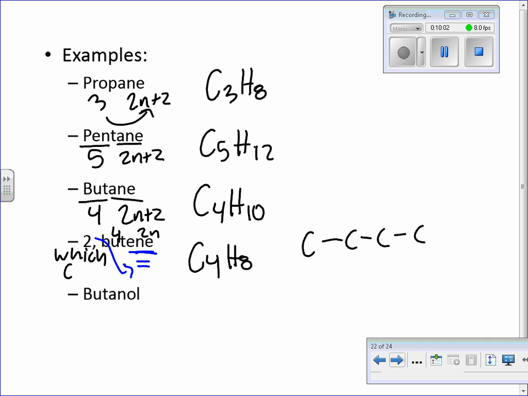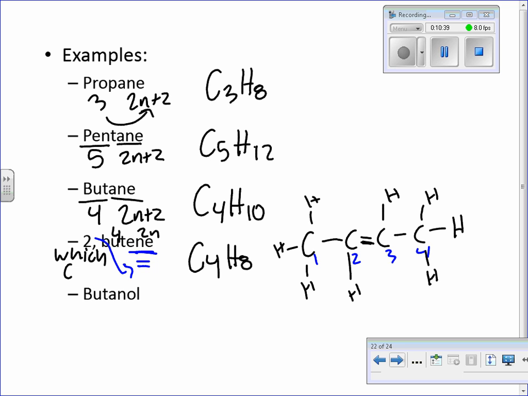Now, if I was going to draw this out for you, we'd have 4 carbons. Let's count our carbons: 1, 2, 3, 4. That double bond is going to happen on the second carbon. Then we can fill in the rest of our hydrogens. Each carbon needs 4 bonds, so these are all hydrogens. And then we can count: 1, 2, 3, 4, 5, 6, 7, 8. So our formula works. We got C4H8.